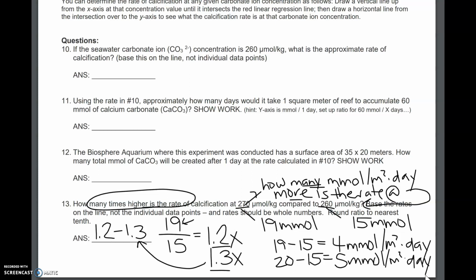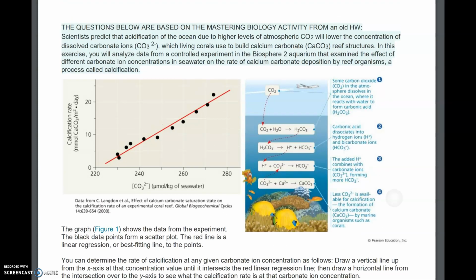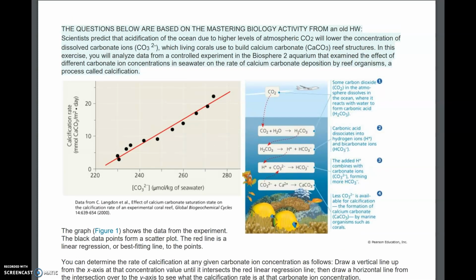So hopefully this was helpful in how to do some of these math problems, and particularly how to interpret data when you have a graph like this that has a y-axis that is a rate. So again, it's sort of like a pay rate. This is only per meter squared, so if it's multiple meters squared, you need to multiply. If it's over multiple days, you need to multiply. So keep that in mind, and of course, see me if you have any questions.